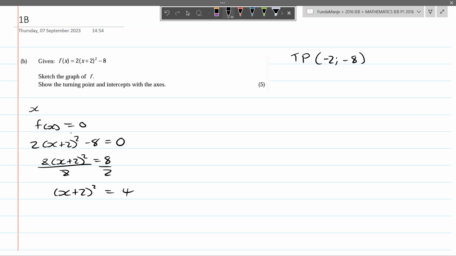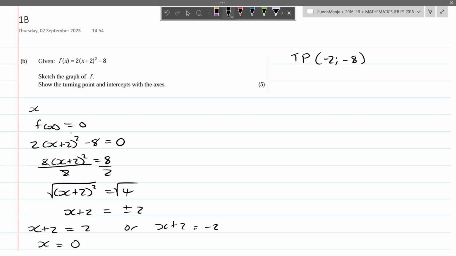And then what we can do, instead of multiplying out, we can take the root of both sides. This will give us x plus 2 on this side, and this side will give us plus or minus 2. Therefore, we're going to have two answers. Either x plus 2 is equal to 2, or x plus 2 is equal to minus 2. And from this, we get x equals 2 minus 2, that will give us 0. This side, x equals minus 2 minus 2, that will be minus 4. So these are the x-intercepts.